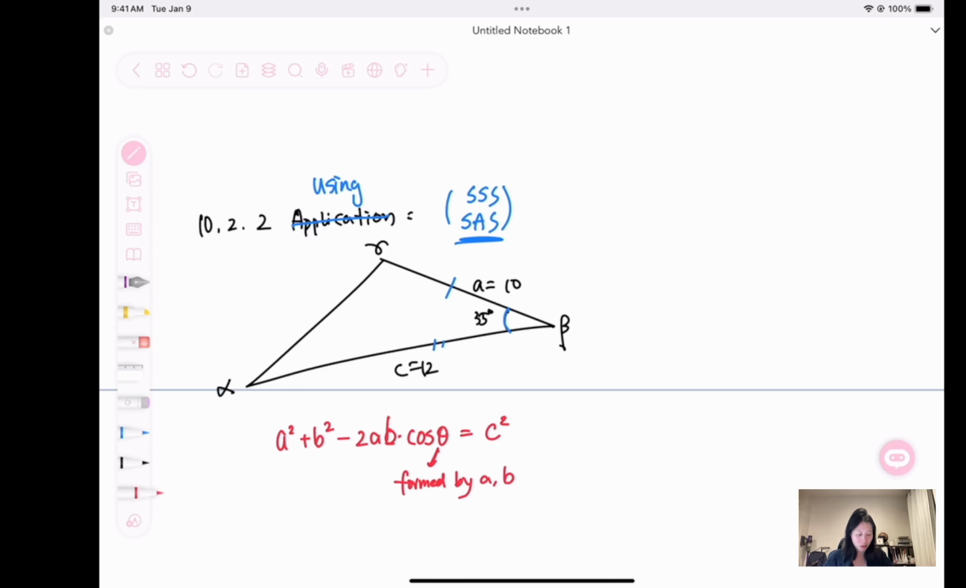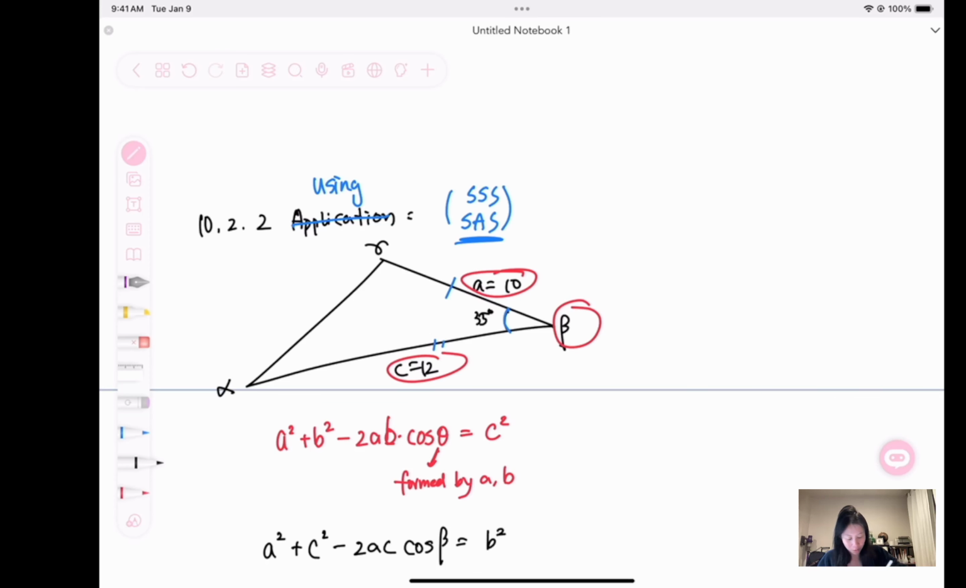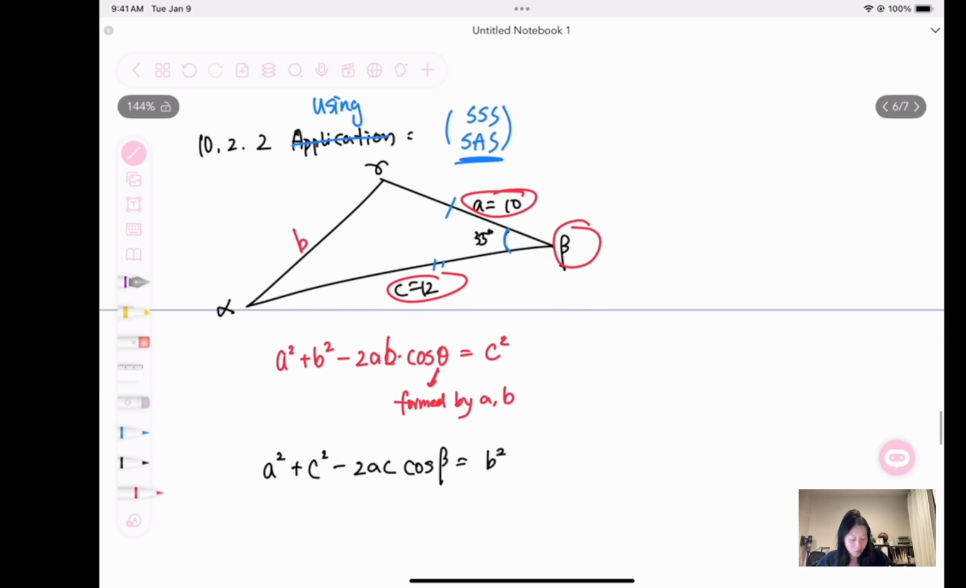Now look at this question. We have a, beta, and c, so we can solve the triangle. Let's apply the law of cosines to this specific question. We get a squared plus c squared minus 2ac cosine beta equals b squared. The first side we're going to solve for is b, so b equals the square root of a squared plus c squared minus 2ac cosine beta.